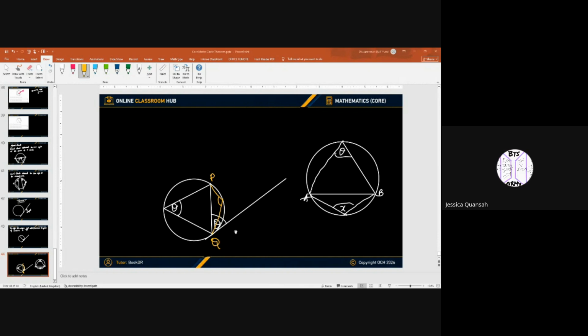I wrote: the angle between a chord and a tangent is equal to the angle the chord subtends in the alternate segment on the circumference of the circle. That is correct. What if it's within the circle? No, it's not applicable yet. So we can apply that theorem. It's not applicable. Good.